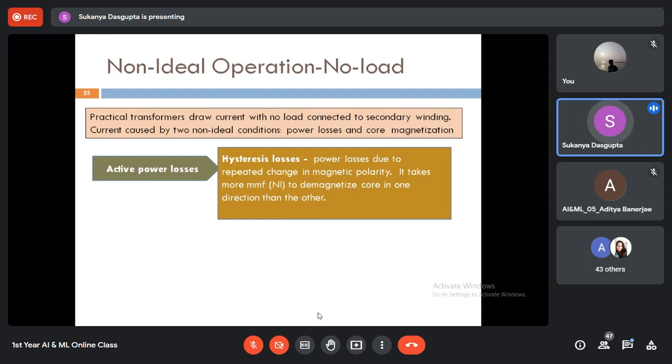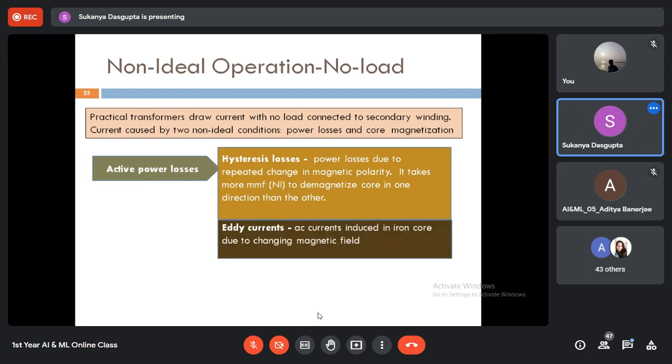Next, coming to the non-ideal operation. Non-ideal operation means real transformers, the practical transformers. As I said earlier, practical transformers draw current even when no load is connected across the secondary winding. In that case, in non-ideal operation, these two losses will be generated. These are active power losses. One is eddy currents and the second one is hysteresis losses.